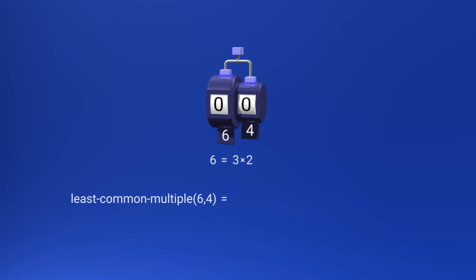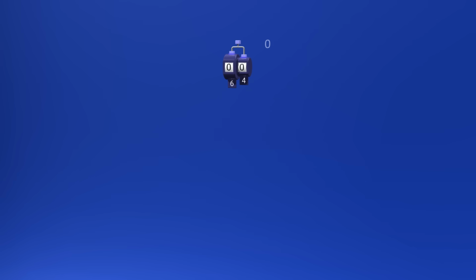6 can be written as 3 times 2, and 4 is 2 times 2. They share a common prime factor. In the least common multiple, we don't need both of them. So the result is only 12. Let's draw the sequence of states.